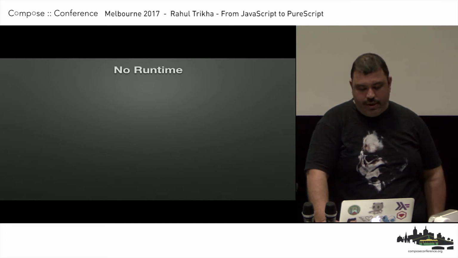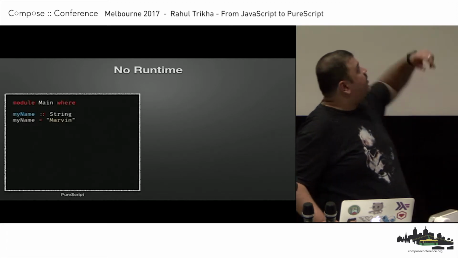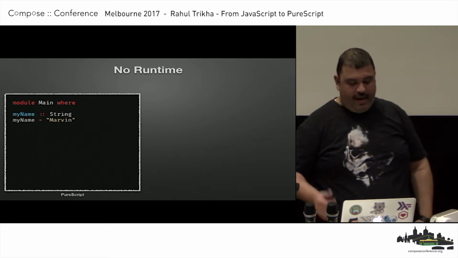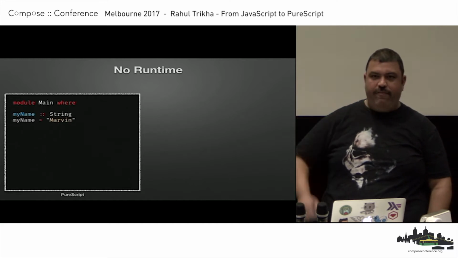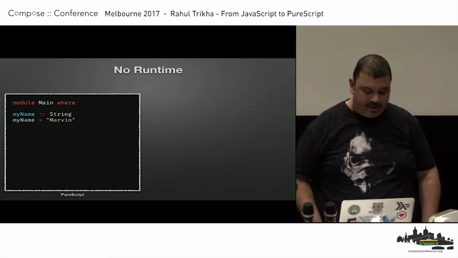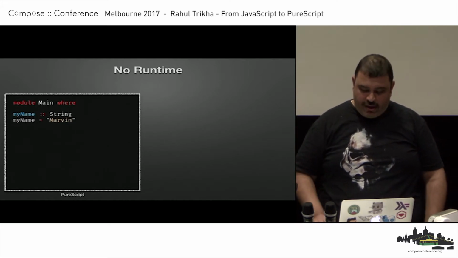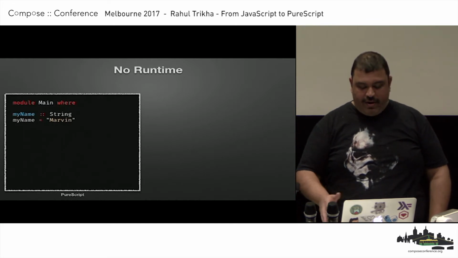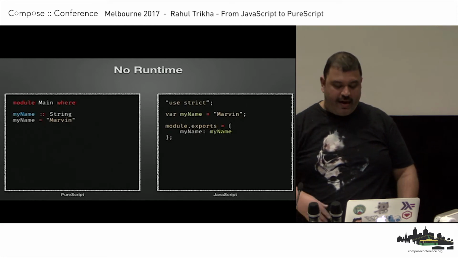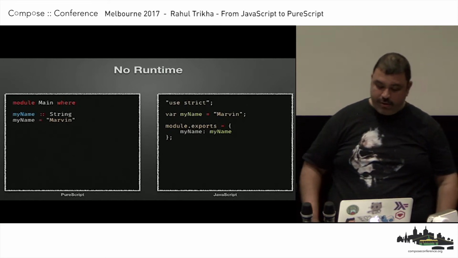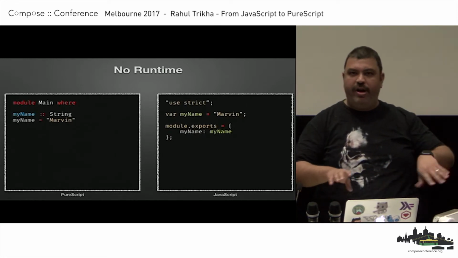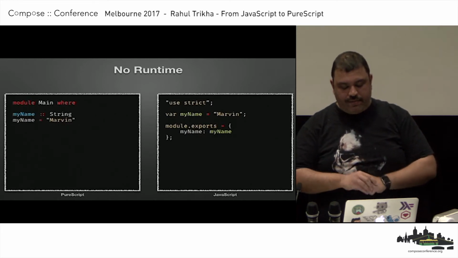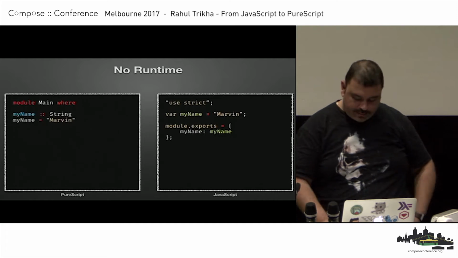So what do I mean by no runtime? You can write some PureScript code. In this case, we write a module Main, and this just defines my name, which is pretty much a constant, right? Because the name is fixed to Marvin. If we see what PureScript compiles this down to, it literally has my name, Marvin. And it's exported as a CommonJS module, so it has no runtime library requirements. It only needs what's actually required to run your program.